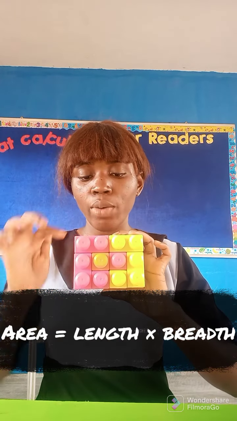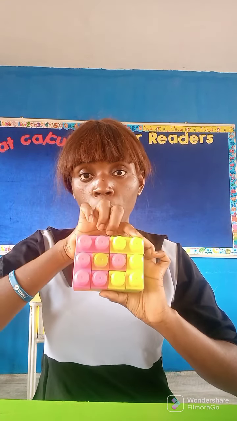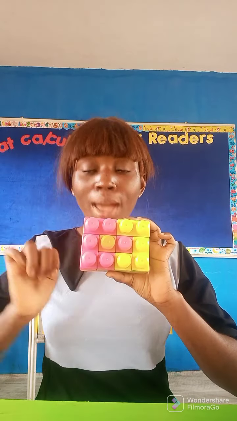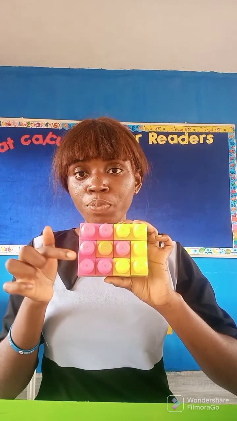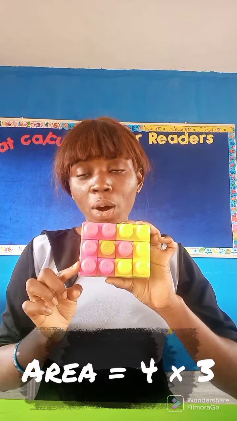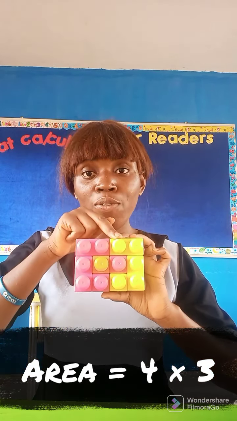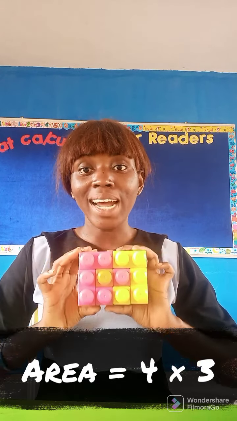Now, what's our length here? We have 1, 2, 3, 4. Our length is 4. And what's our breadth? We have 1, 2, 3. So we have our 4 multiplied by 3. So what's 4 multiplied by 3? That is 12.